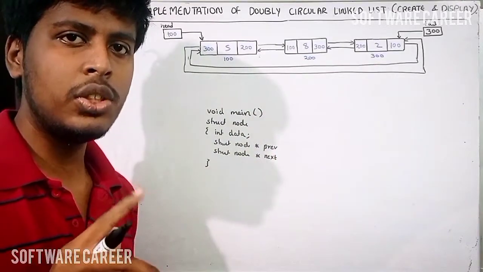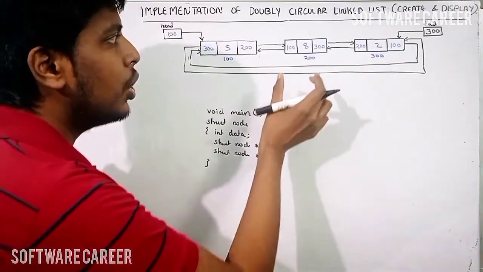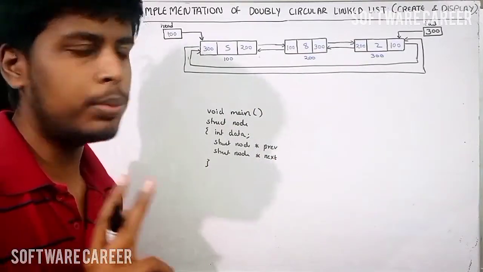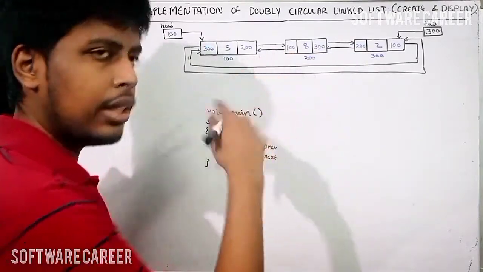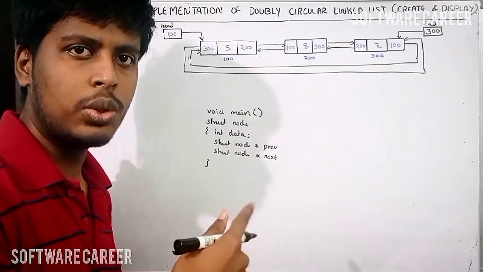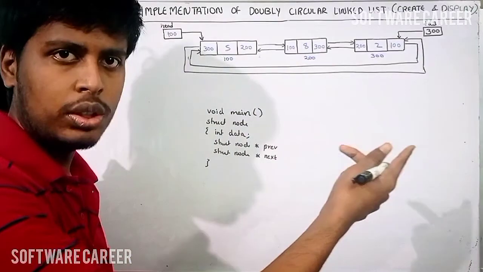If you see, in a singular circular linked list, each node has only two parts. The structure will have only two parts: one is the data part and the other is the pointer part. The data will store the data value and the pointer will store the address of the next node.